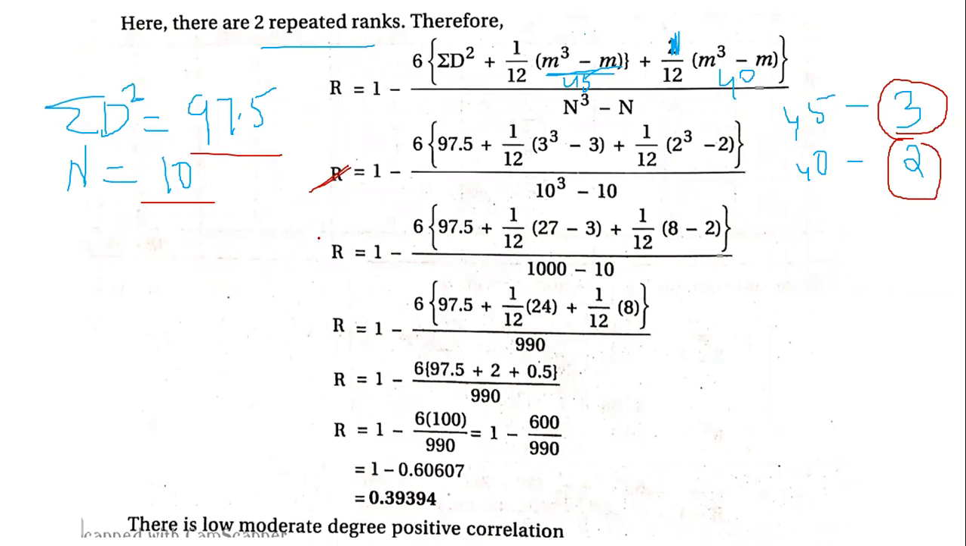Can I go on further for the simplification? Okay, so the next step is R is equal to 1 minus 6 into 97.5 plus 1 by 12. I'm just taking out these cubes, that is 3 cube and 2 cube. I'm going to take out the numbers. So 3 cube is 27, that is 3 into 3 into 3. 3 threes are 9, 9 threes are 27.